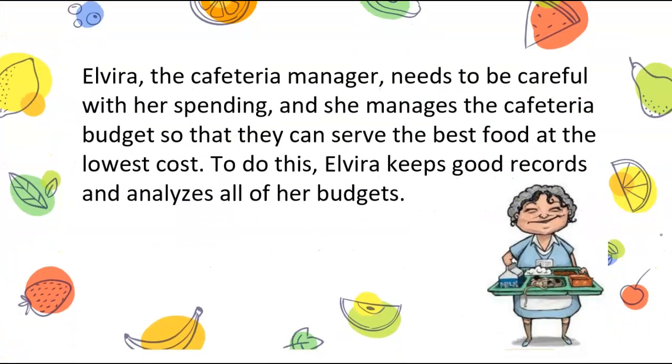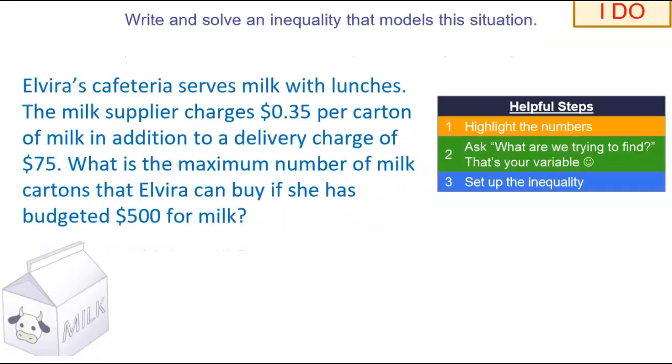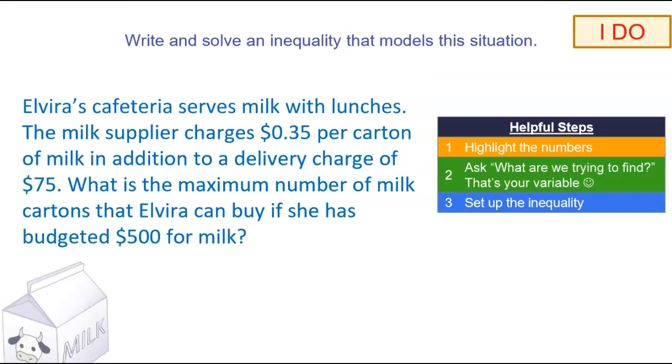So Elvira, we've talked about Elvira previously in some lessons in this unit. Elvira, the cafeteria manager, needs to be careful with her spending, and she manages the cafeteria budget so that they can serve the best food at the lowest cost. To do this, Elvira keeps good records and analyzes all of her budgets. So we need to write and solve an inequality for this situation. Let's see if we can get that on screen. There we go.